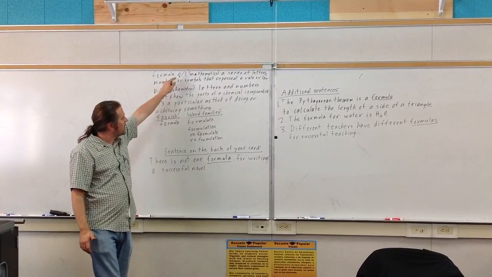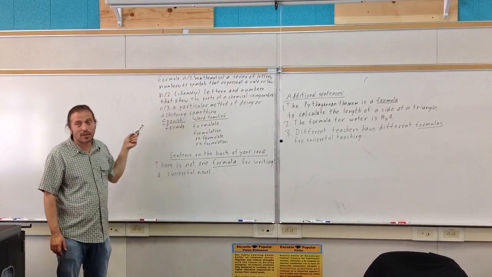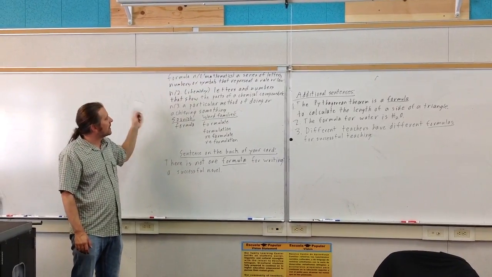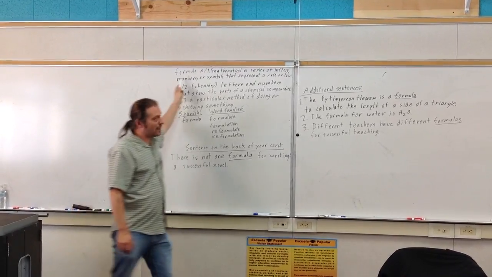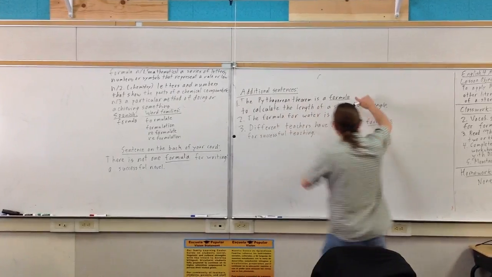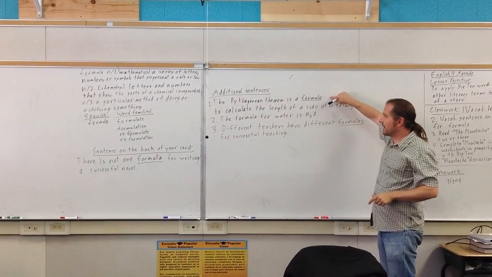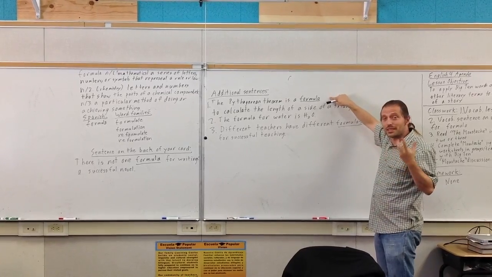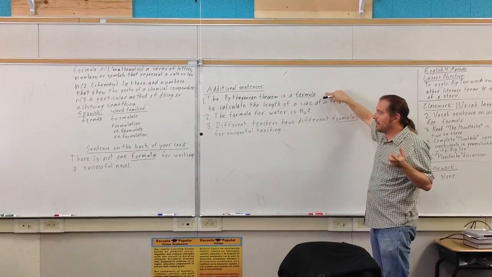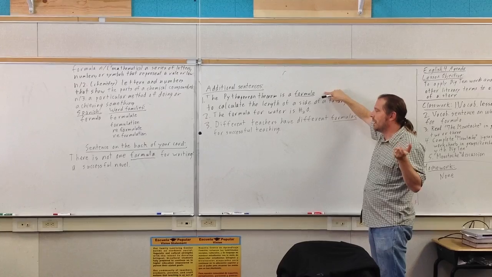So the first meaning here is in mathematics, in math: a series of letters, numbers, or symbols that represent a rule or law. Over here we have a sentence with definition 1. I usually write additional sentences. You don't have to copy them. You can copy them on a piece of paper if you want.